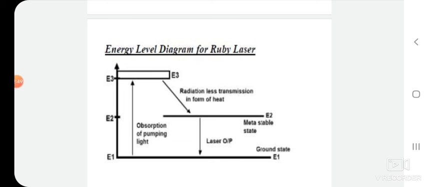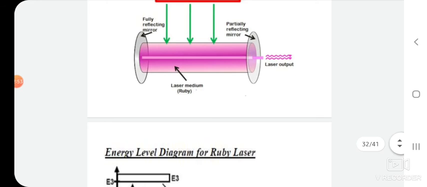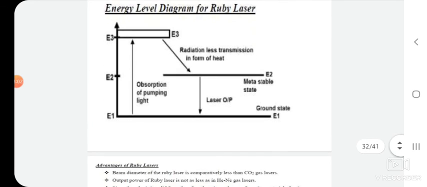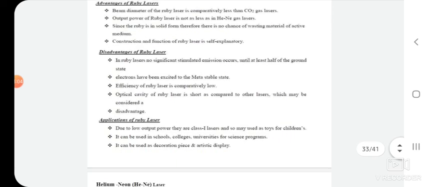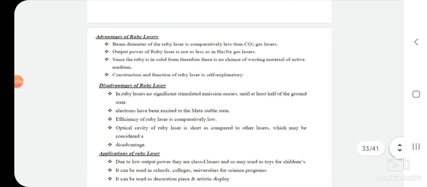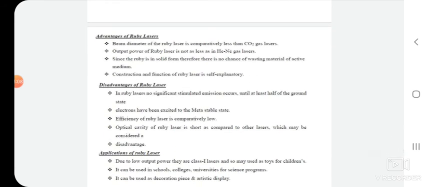Okay, this is all about the ruby laser, its construction, its operation, and its energy level diagram. So, there are some advantages of ruby laser.